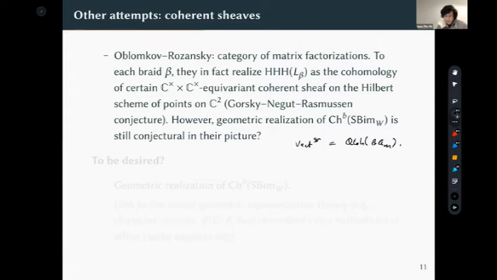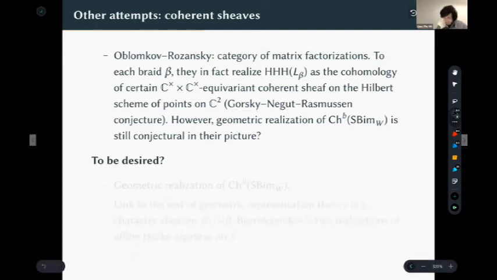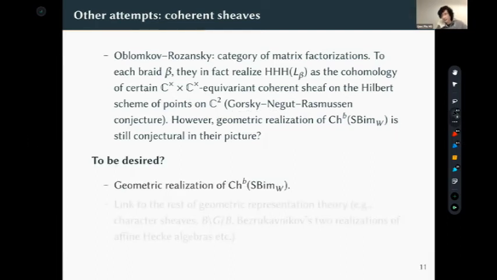So Oblomkov and Rozansky use a category of matrix factorizations, and to each braid, they realize this triply graded link homology as the cohomology of a certain C* times C* equivariant coherent sheaf on the Hilbert scheme of points on C2. In fact, this is a conjecture by Gorsky, Negut, and Rasmussen. But somehow they circumvent the problem of realizing the Hecke category geometrically. So they have a conjecture that says how to realize this category in their picture, but it's still a conjecture. So again, a geometric realization of this category is to be desired.